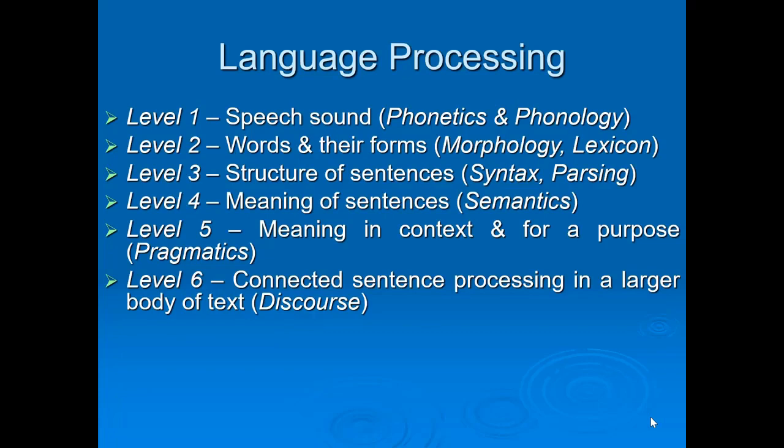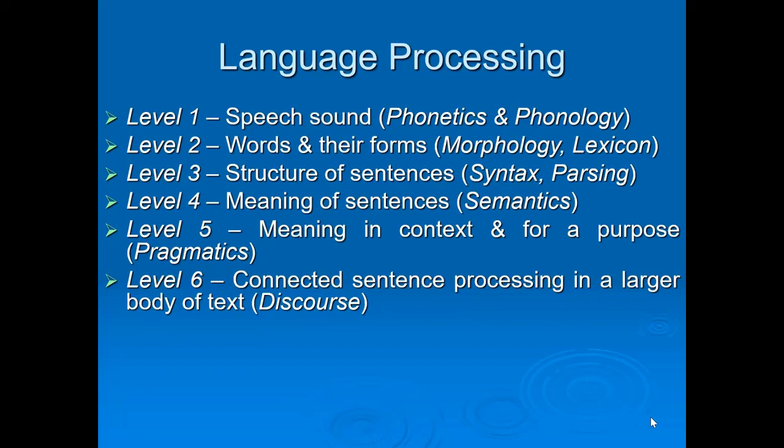And the last phase is connected sentence processing in a larger body of text, and this is known as discourse. That means by looking at the forward sentence or checking the backward sentence, we can find the meaning of the sentence. This is simple for a human because we have some intelligence.